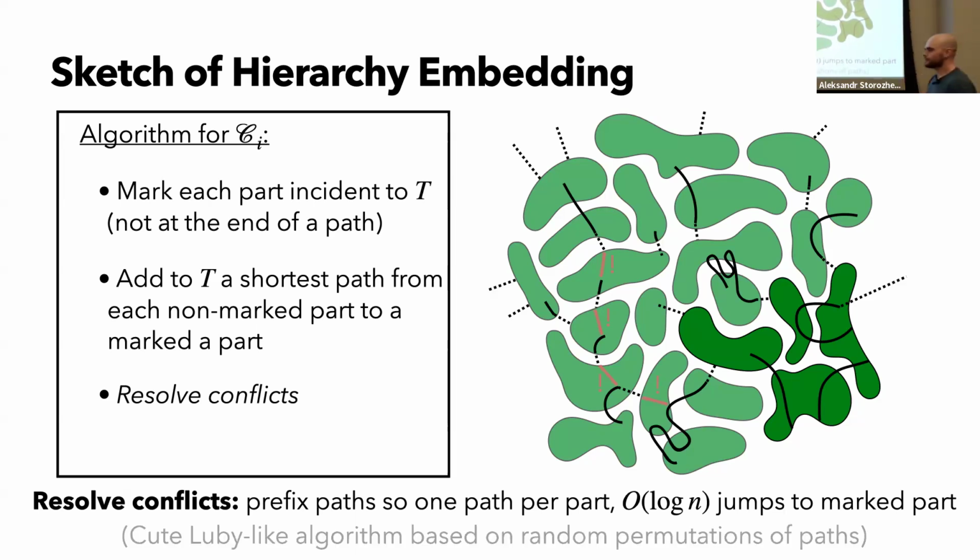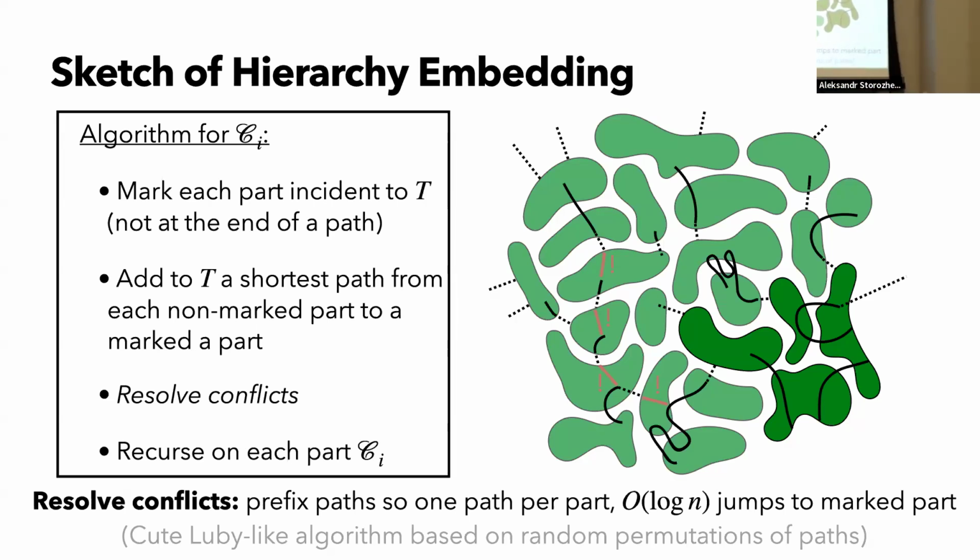So the basic idea of the algorithm is some kind of cute random permutation of the paths thing that's similar to Luby's algorithm, if you know what that is, from parallel algorithms, or parallel maximal independent set. It's a very old result from parallel algorithms. And then what I'll do is I'll just recurse on each part.